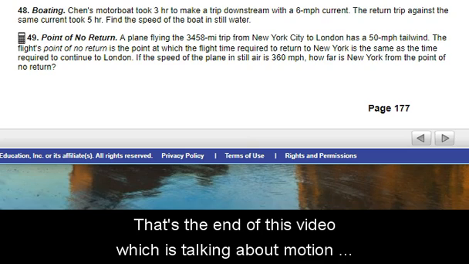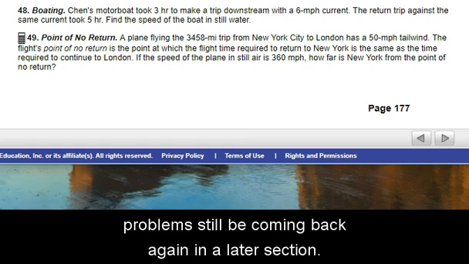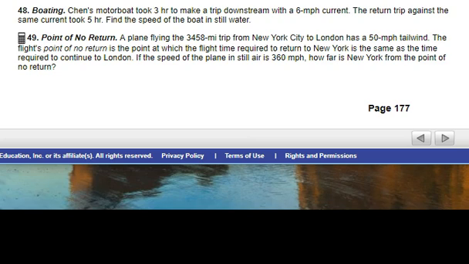That's the end of this video, which is talking about motion problems. This will not be our last time to work with motion problems. They'll be coming back again in a later section.